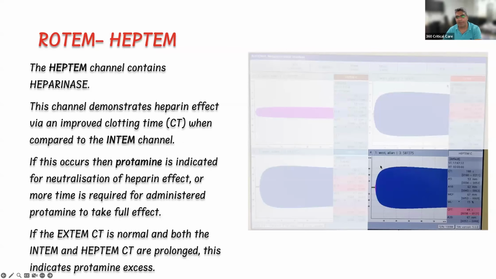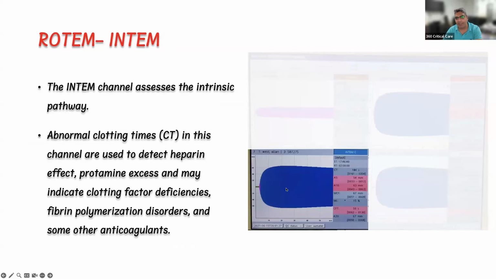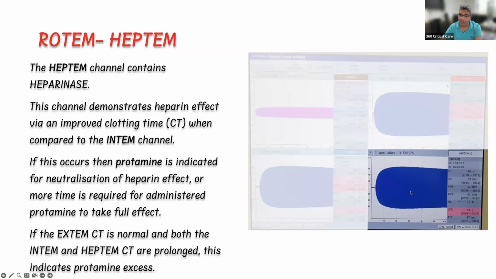The last channel is the HEPTEM. As I said earlier, in HEPTEM we neutralize the heparin. So whatever effect of heparin is totally taken care of, and whatever you see is because of things other than heparin. Suppose somebody is on heparin, then in the INTEM channel the clotting time will be very prolonged because of heparin effect. But that effect will be corrected in HEPTEM, because you have neutralized the heparin. You have totally discarded the heparin effect. So whatever is there in HEPTEM is not because of heparin. It is because of something else, right?